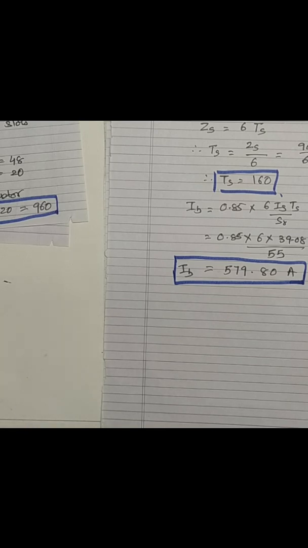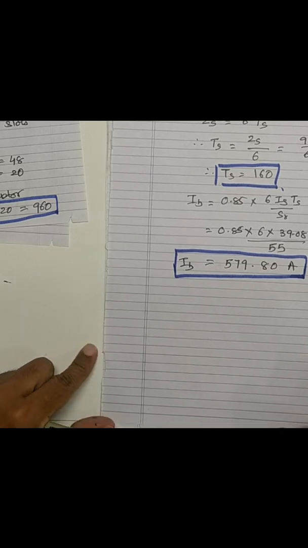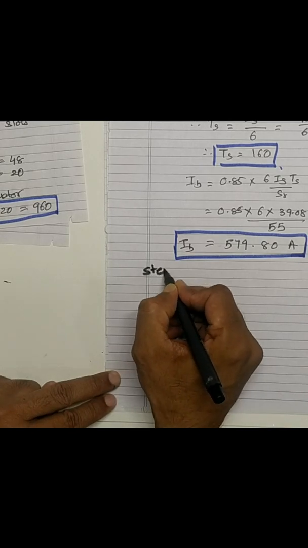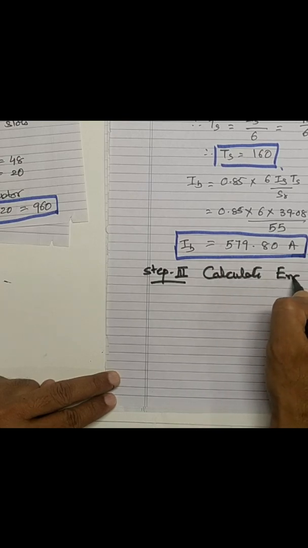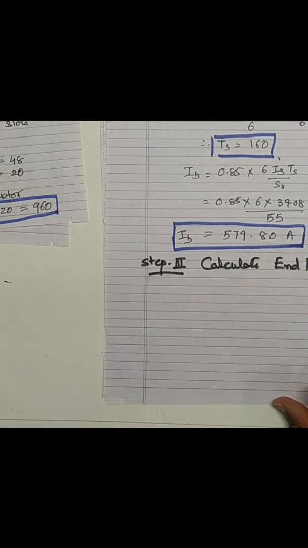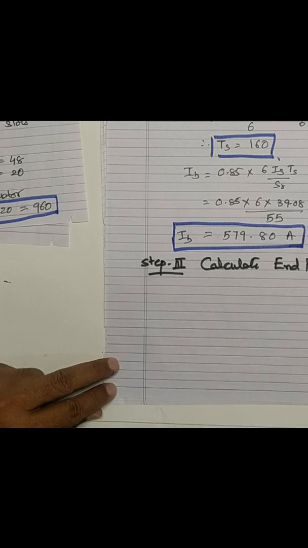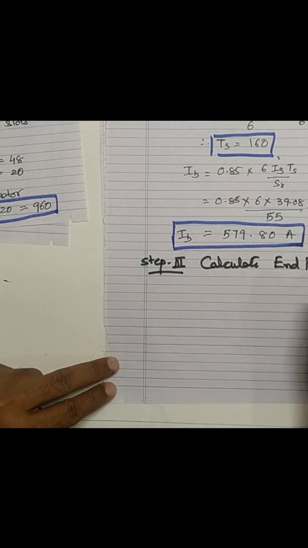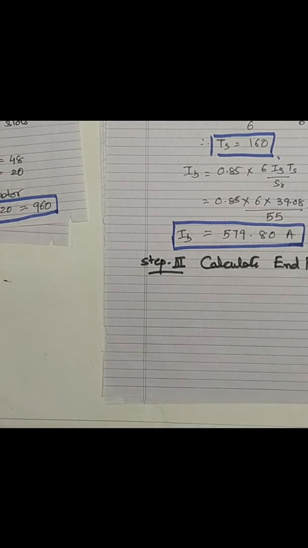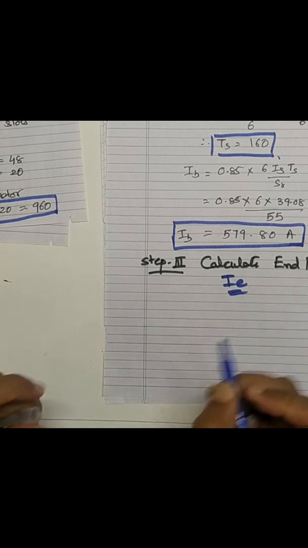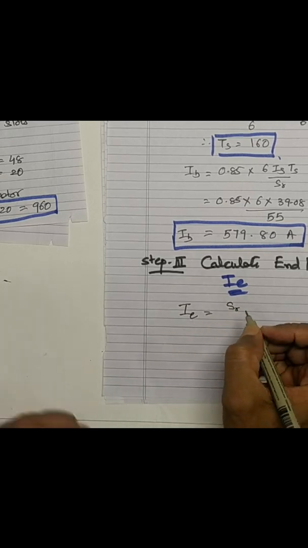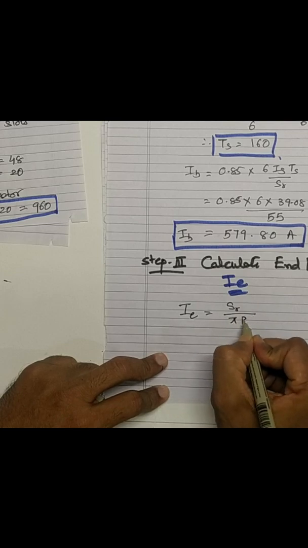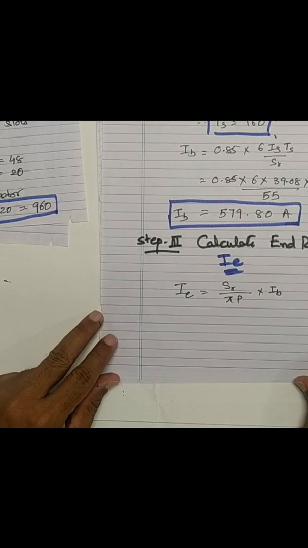So let us proceed to step number 3. As we have calculated bar current, in the same way in step 3 we calculate end ring current. If both the currents are available, then based on the current density we can easily calculate the area of the end ring as well as the area of the rotor bar. So calculate end ring current, that is IE. Now we have another equation for end ring current: IE is SR, the rotor number of slots, divided by pi P and multiplied by IB, where IB is the rotor bar current.